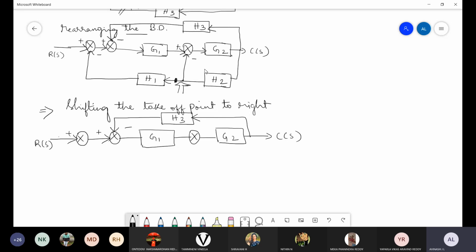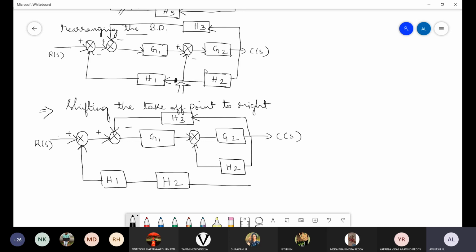So you're shifting the takeoff point. Here, what exactly happened? This particular position will be as it is. It is the H2 block. This is the one which is coming to the H1. So this I'm shifting. When I'm shifting it after H2, I should include a block. As per the rules of block diagram, I should use another block H2 and then I can do this particular configuration.